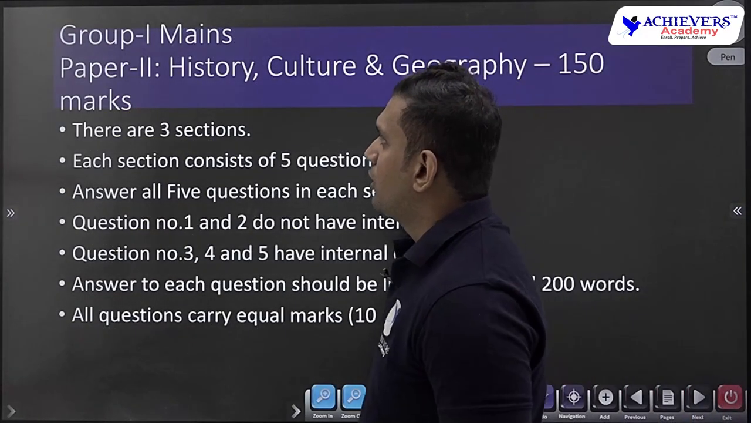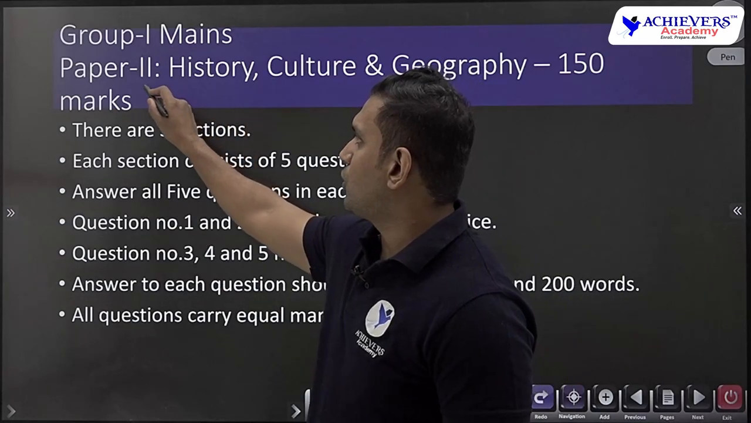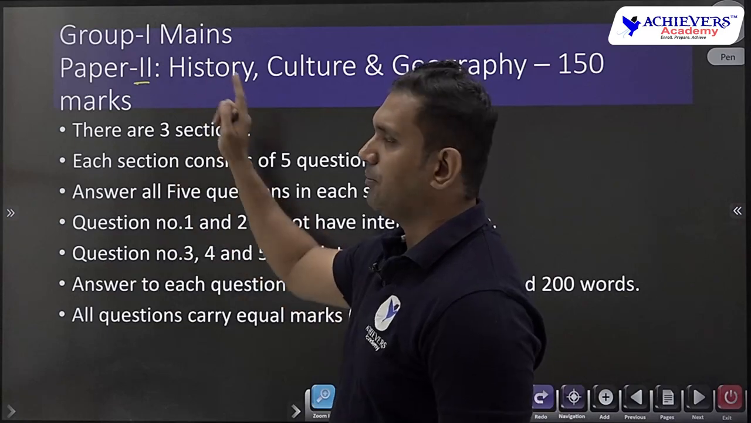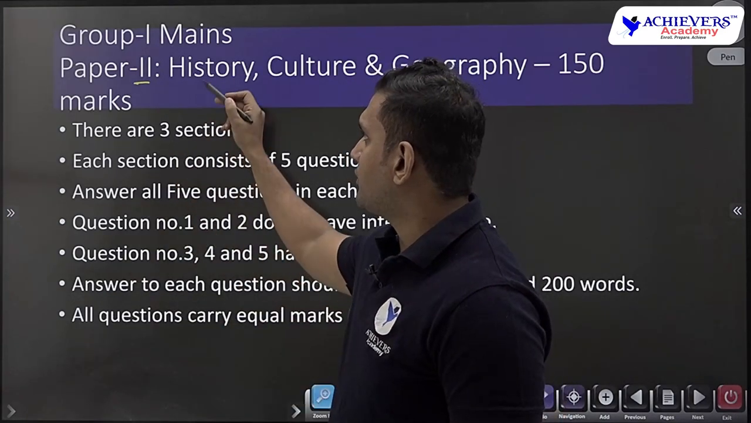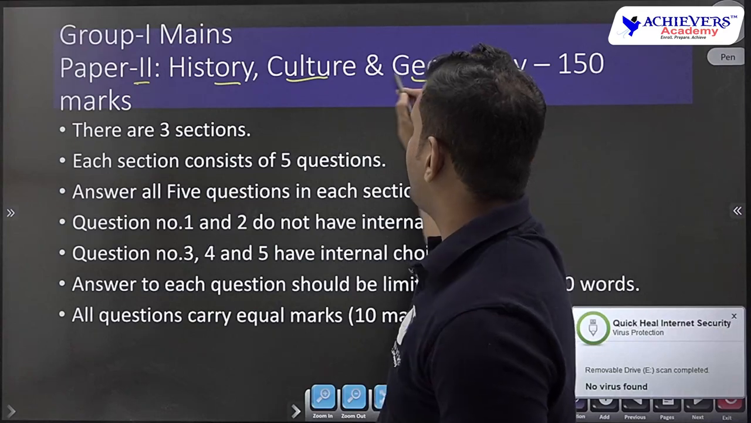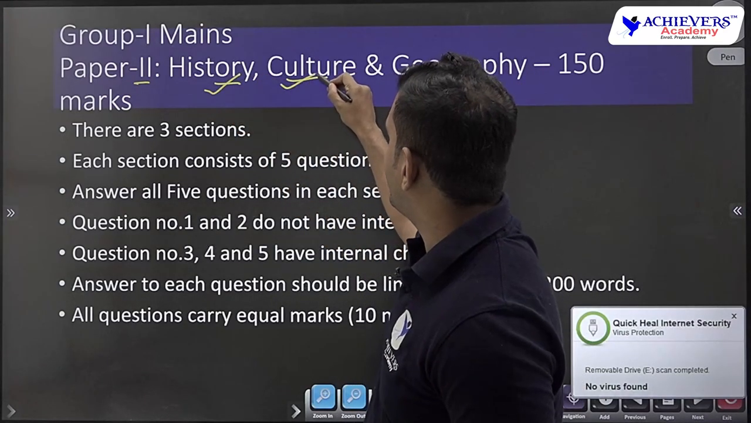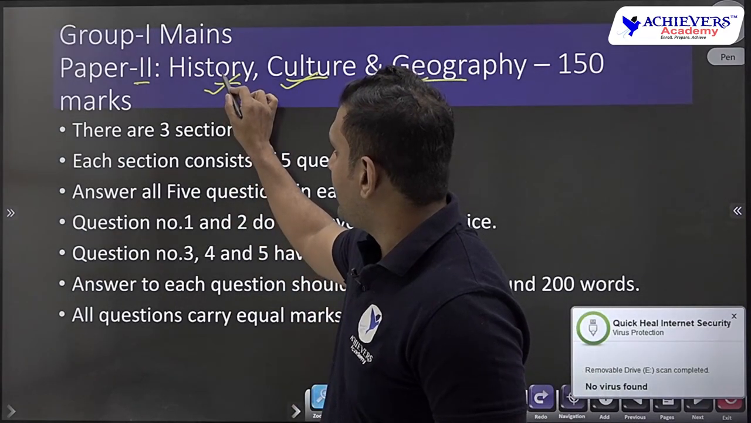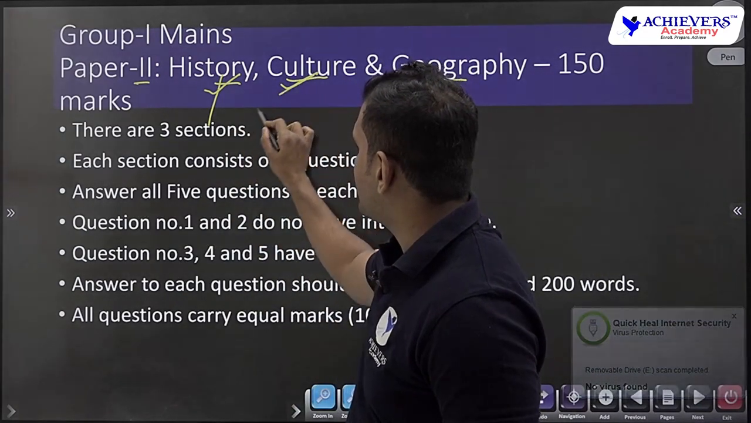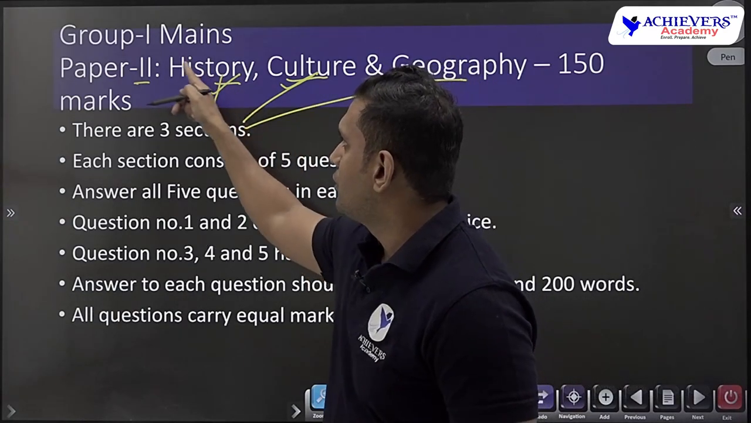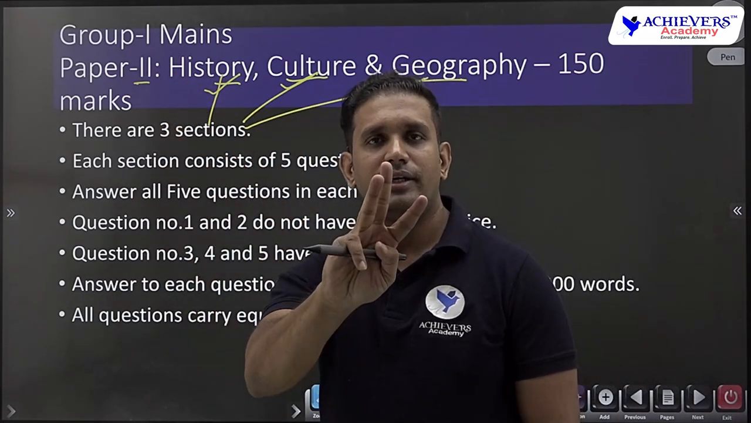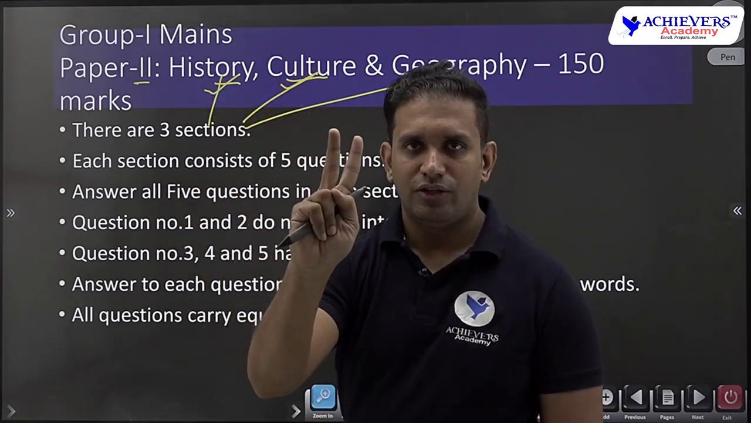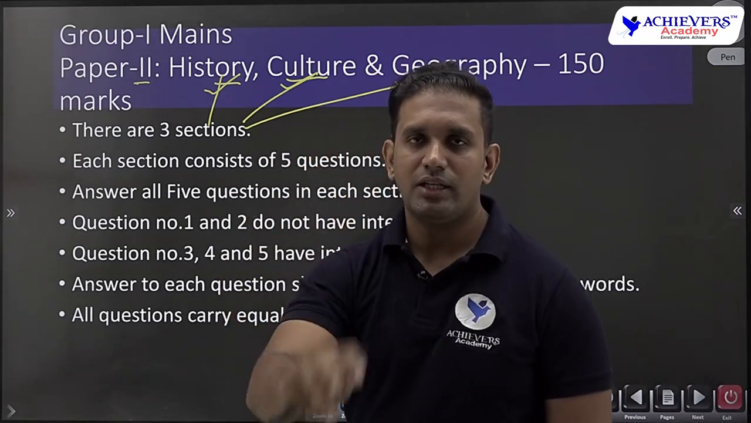Now, if you see paper 2, general essay is paper 1. Then we have paper 2. Paper 2 has this syllabus: history, culture, geography. So one section, second section, third section. The total paper consists of three sections: history, one section; culture, second section; geography, third section.